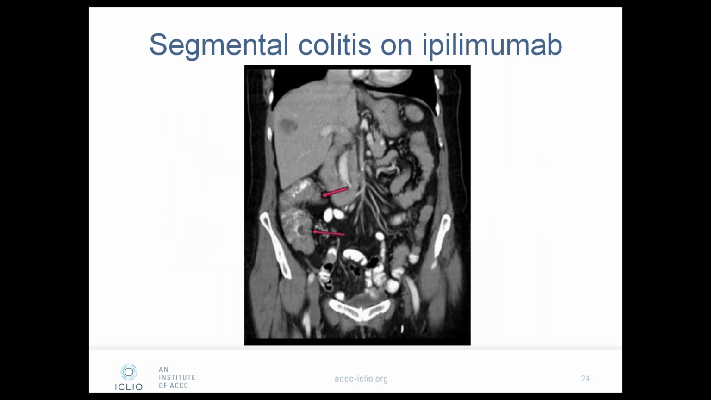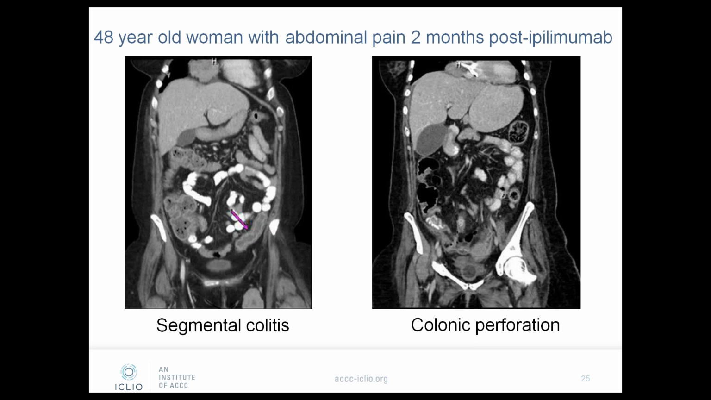Next slide. Here's an example of segmental colitis on ipilimumab. So you see wall thickening of a segment of the colon, and so you want to be really looking for signs of potential perforation. Next slide. For example, on the left image, the purple arrow is pointing to a segmental area of colitis, which has perforated on the right image. So we really want to be looking out for those things and communicating these findings right away. Next slide.